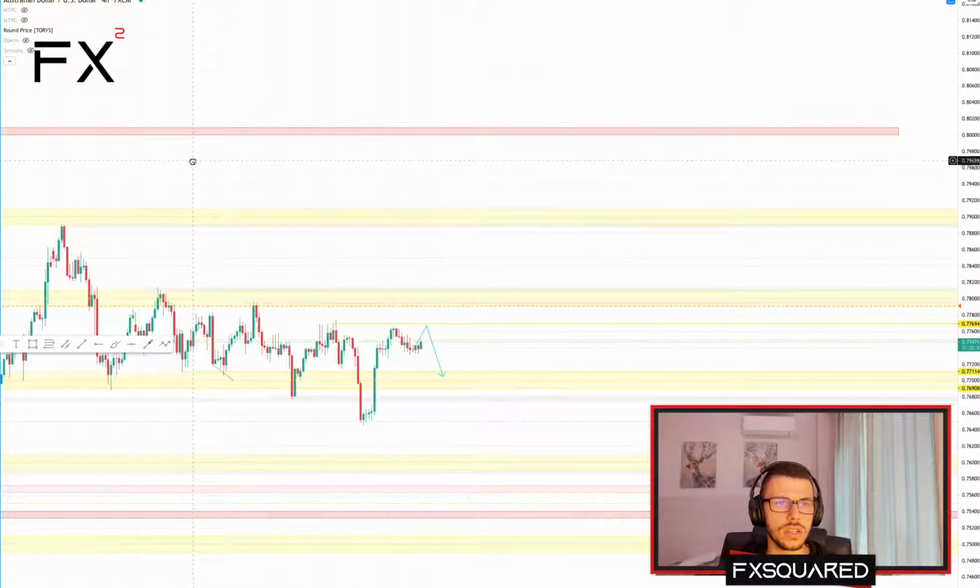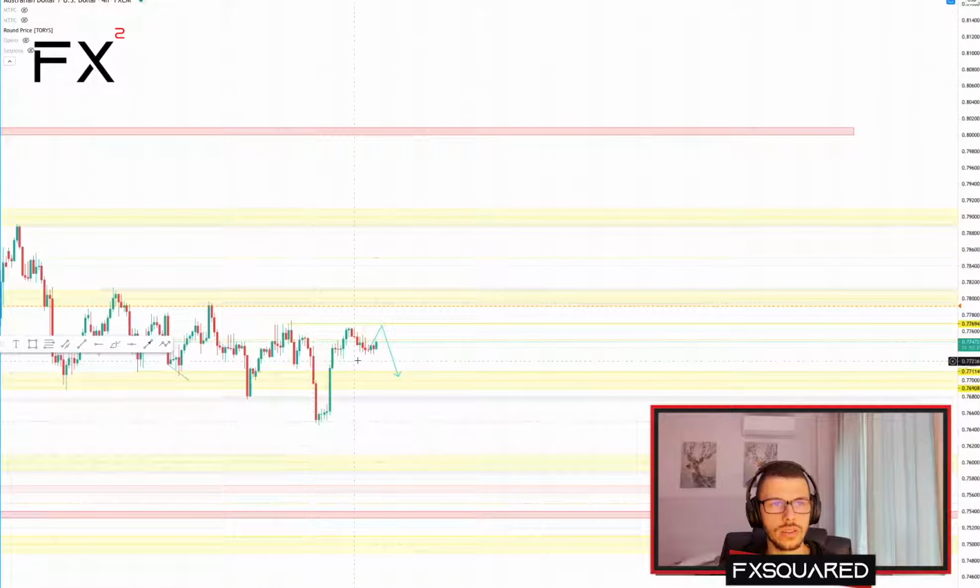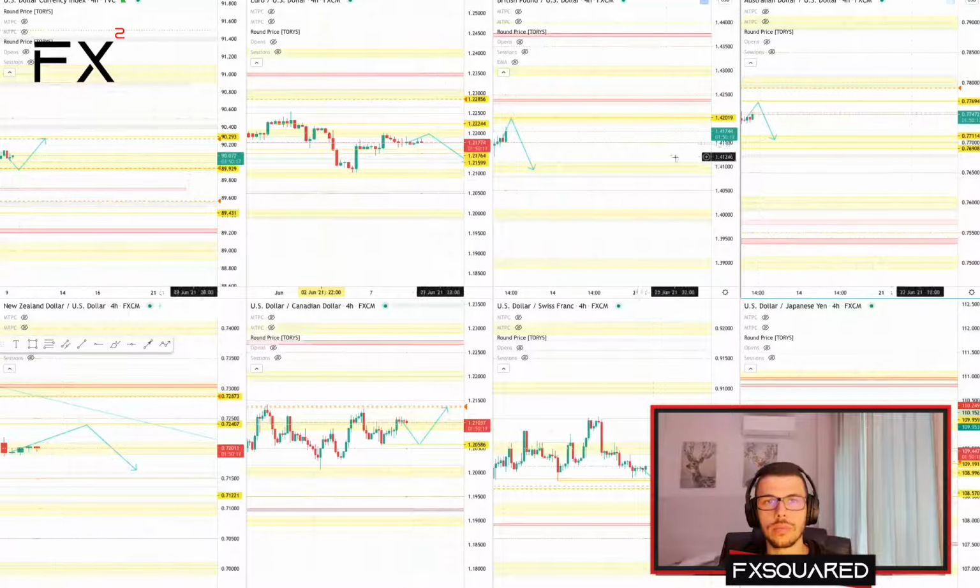Australian dollar, same. I'm waiting. Here there is even a head and shoulders, so we are waiting for it to fail probably to be able to short it. Simply. Our target will probably be the first target here, second target here.